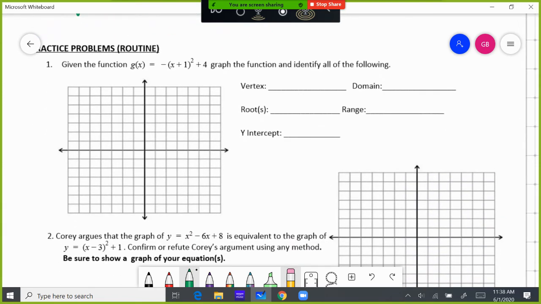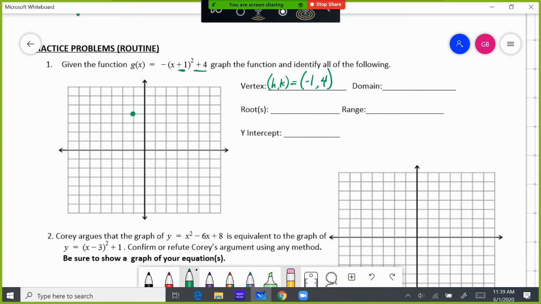All right, so you're given the equation. We're going to graph it and identify all of the following. Okay, so I see here that it is in vertex form. So h comma k is the opposite of the 1, which is -1, and then that number, 4. -1, 4. That's the vertex. Okay, we'll come back to the domain and range in a bit.